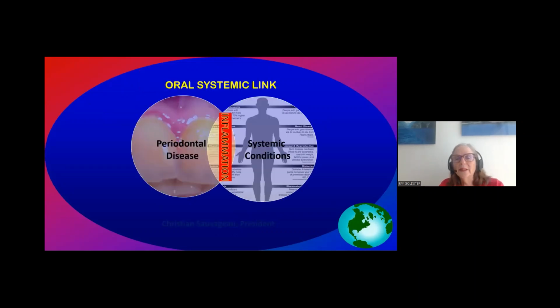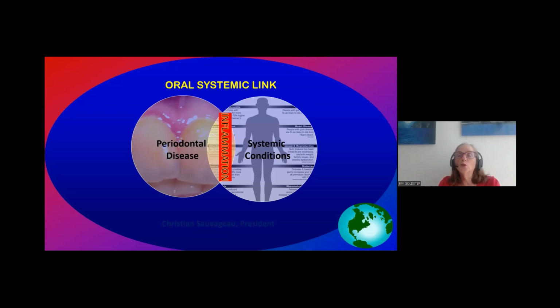So the oral systemic link, I like to call the local systemic link. We are in charge of the oral cavity. Other people are in charge of other parts of the body, the brain, the heart, the kidneys. All of these things contribute to inflammation. If there is an issue, there can be an infection, and that can lead to inflammation. That is the link. The link between periodontal disease and systemic conditions is what's in between, which is inflammation. And we can stop that in its tracks. And I will go over the connection through inflammation and how we can do that.